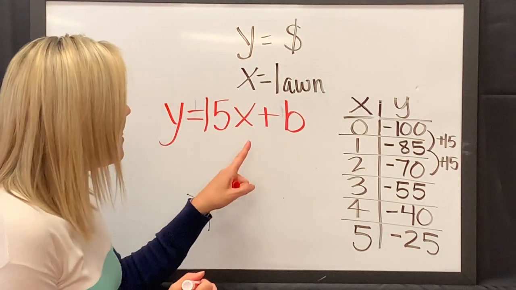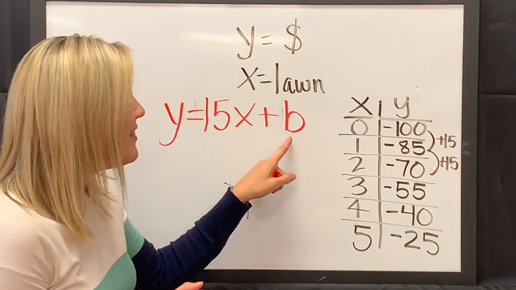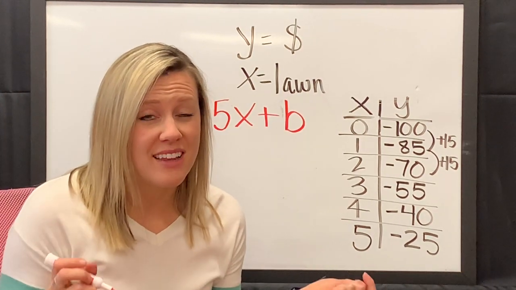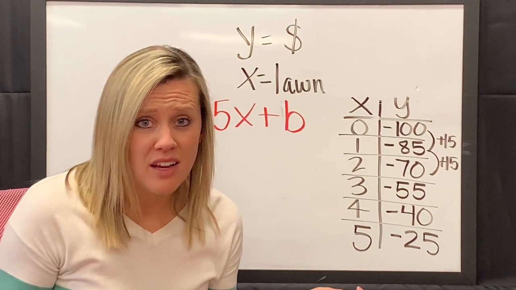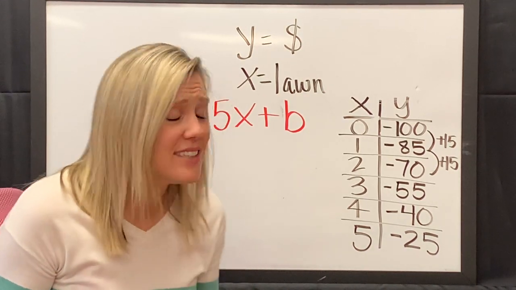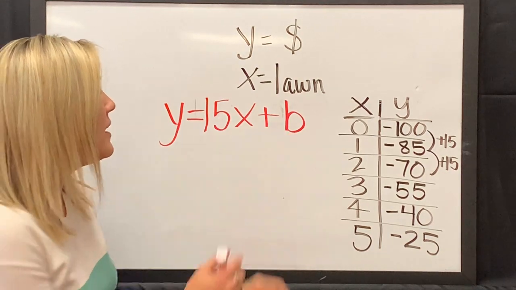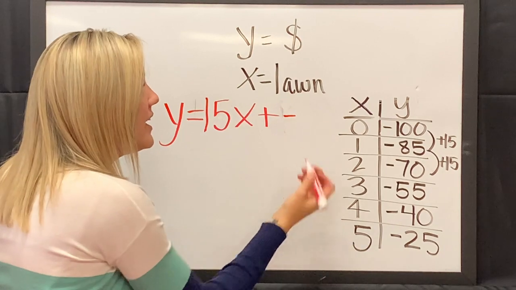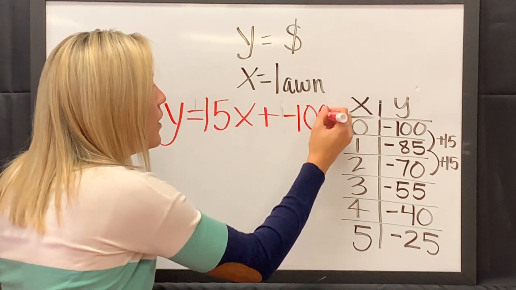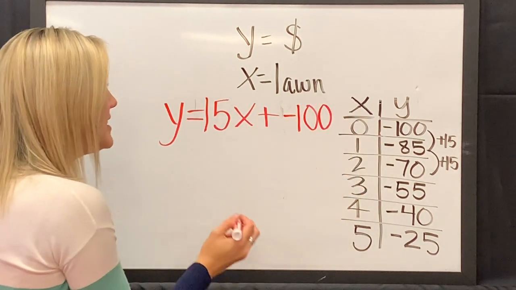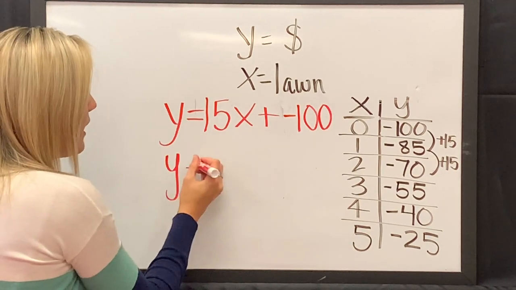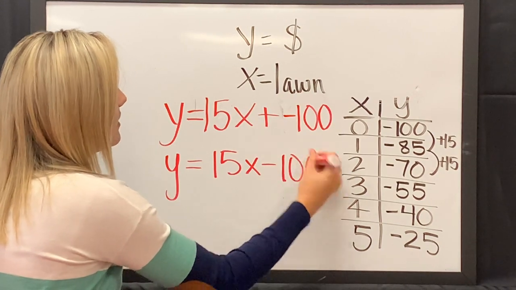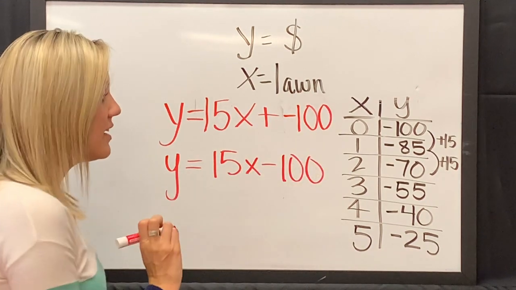Okay, then what I need to do is I need to add the amount that I already have. Well, remember, unfortunately, I didn't start off with any money. I actually started off with debt. So instead of adding money, I am going to add a negative amount of money. I could either write plus -100 because that's how much I started in debt, or you could write y equals 15x minus 100. These two mean the same thing.